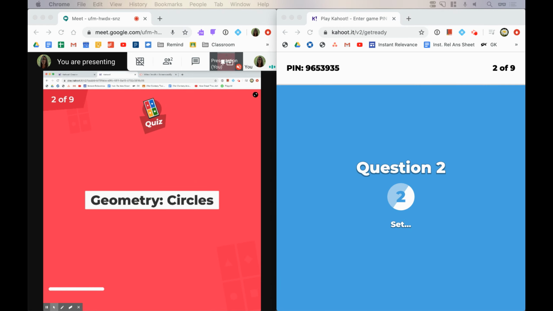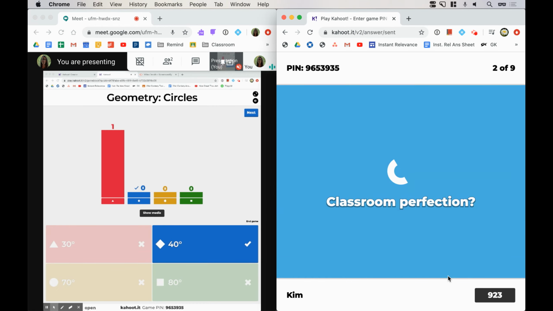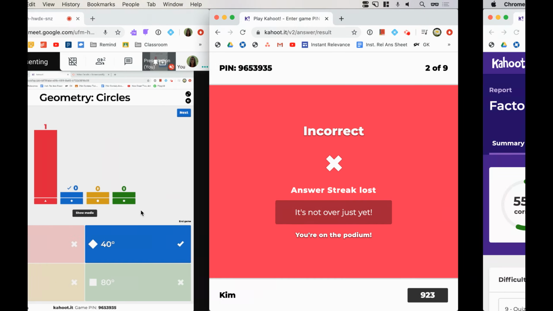As we go to the second question, again, I'm displaying this left side from home, so the student is seeing what I'm displaying from home. They get to read and answer the question, and then again get immediate feedback. This time the student was incorrect. They get some encouraging words, and then they could look at the screen that I'm presenting to see that the correct answer choice would have been blue.